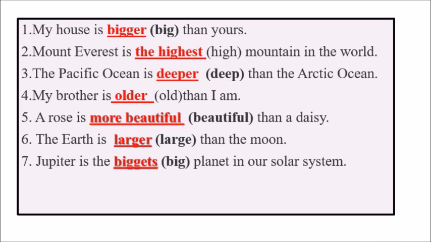Answer is older than. Number 5. A rose is more beautiful than a daisy. Answer is more beautiful. Number 6. The earth is larger than the moon. Answer is larger than. Number 7. Jupiter is the biggest planet in our solar system. Answer is the biggest.